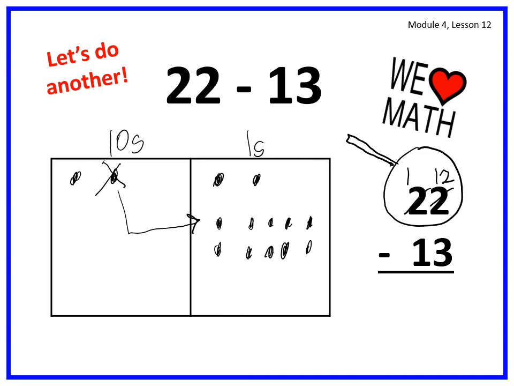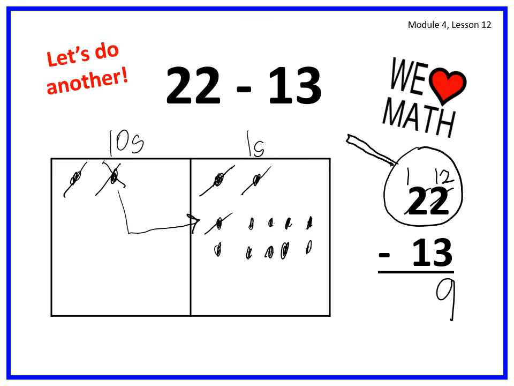So now can I take 3 1s from my 12? Yes. So now I just go ahead and take away 3. 1, 2, 3. How many 1s do I have left? 1, 2, 3, 4, 5, 6, 7, 8, 9. So I have 9 1s. And how many 10s do I need to subtract? 1 ten. How many 10s are remaining? 0.